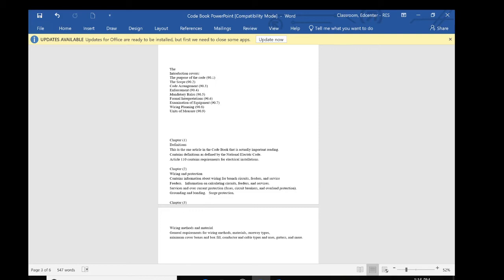So beside that in your code book, 90.7, you should write UL or ETL. So these are testing laboratories. What they're saying is most equipment, and if you look at your service panels or lights, a lot of different equipment you have has to be listed equipment, boxes, listed equipment. So they've been listed and tested by UL, ETL. There's a few other labs, but that's your main two.